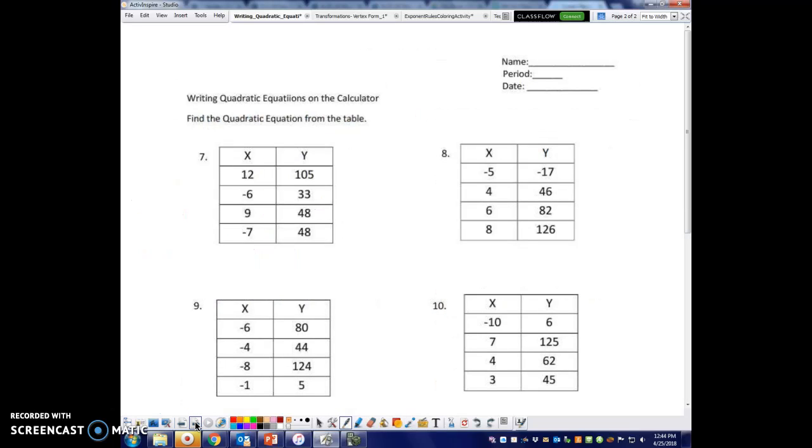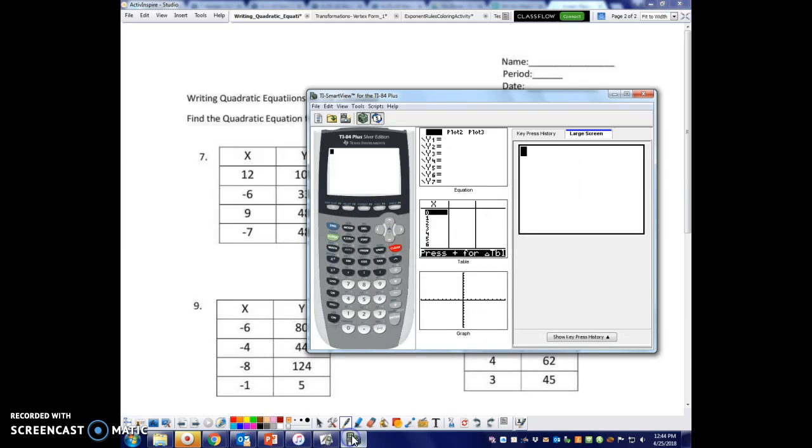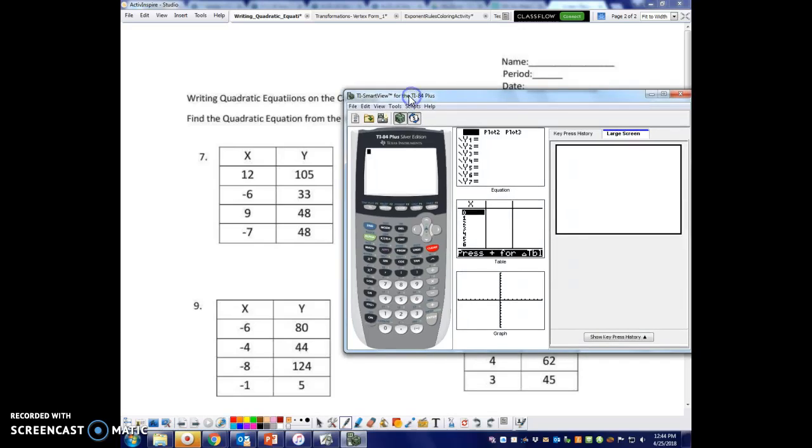Okay, on the back side, I just want to go through this with you real quick. Let's do number 7 together. When you're given a table, it's pretty safe to say that stat is a good option. So go to stat, edit, type it in. We have 12, -6, 9, and -7. The other side, 105, 33, 48, and 48.